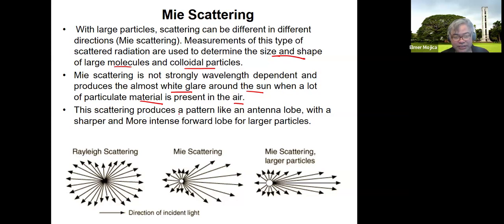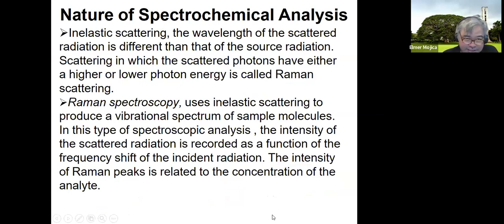And this scattering usually produces a pattern like an antenna lobe, with a sharper and more intense forward lobe for larger particles. So this could be one type of Mie scattering. Now, if you have larger particles, this is how it looks. But the one that I am after is the inelastic scattering, where the wavelength of the scattered radiation is different from that of the source radiation. Scattering in which the scattered photons have either a higher or lower photon energy, that's what we call Raman scattering.